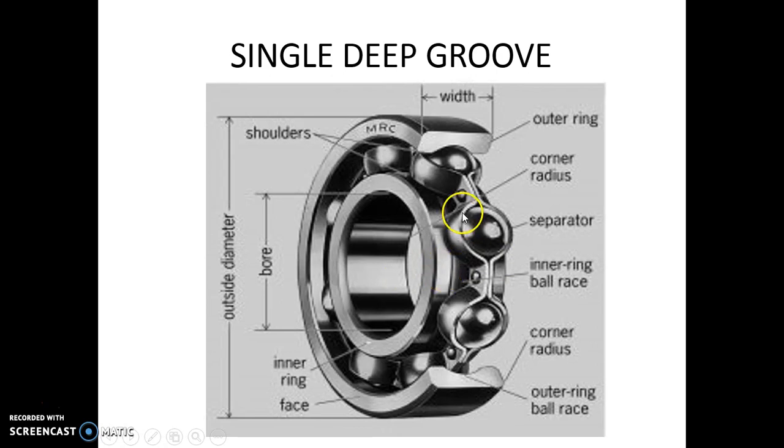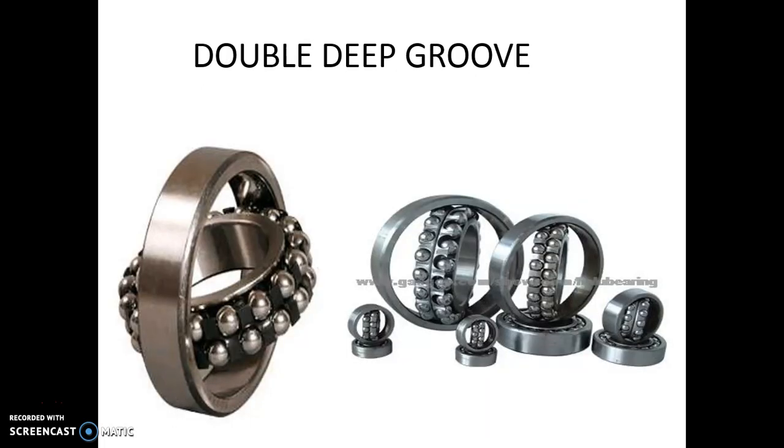Now the single row deep groove ball bearing has some limitation with radial load as well as axial load. They can support a moderate amount of load, but when load is increased, you have to go for a double row deep groove ball bearing, in which one more row of balls is added, so that the bearing can be used for higher radial load as well as to support higher axial load, that is thrust load.